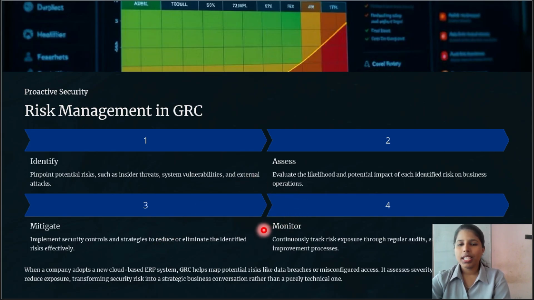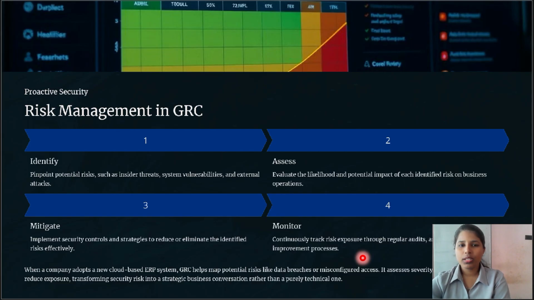And the last is monitoring. It is continuously tracking the risk through regular audits and improving the process. Ongoing monitoring of the risk and the effectiveness of mitigation efforts is crucial. This includes regular reporting to the stakeholders to ensure transparency and accountability.